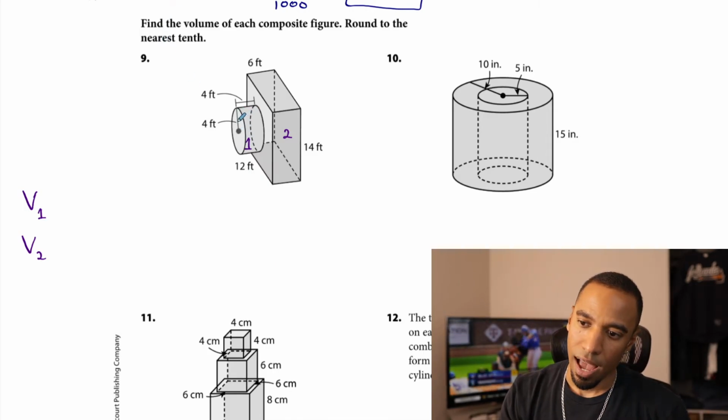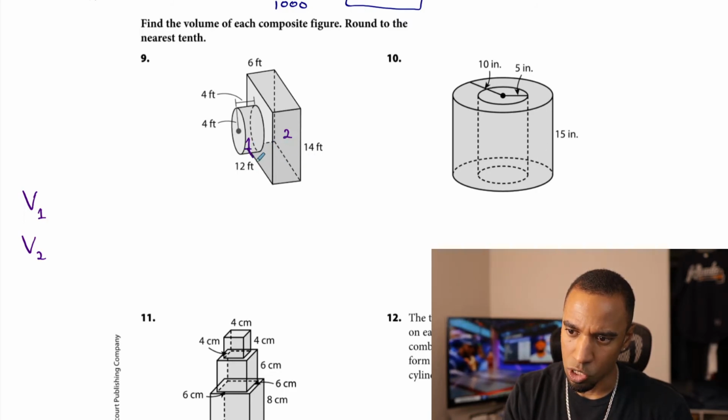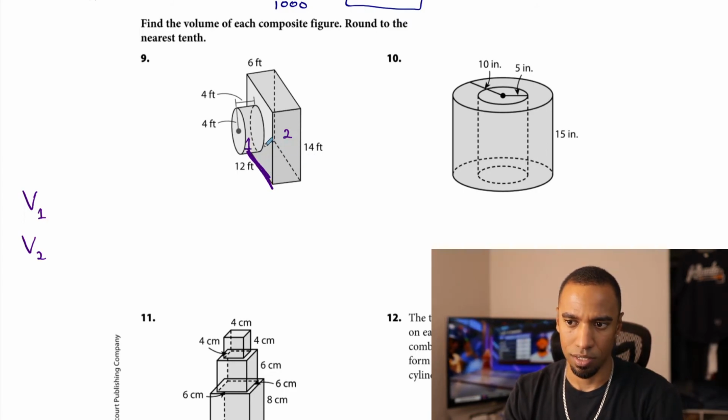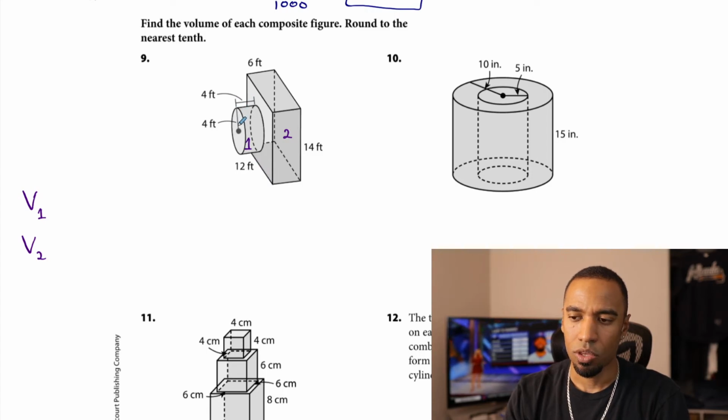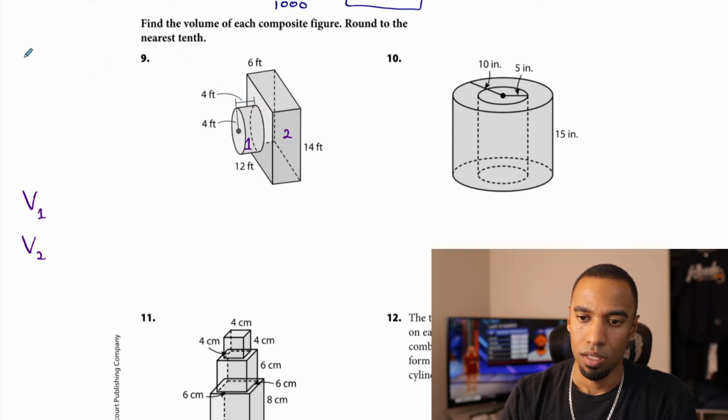The cylinder has a radius of 4 feet. What's this 12? Uh-oh. I think the 12 is this right here, because that's 4 right there. Okay, the radius is 4 feet. The height of the cylinder is 4 feet.